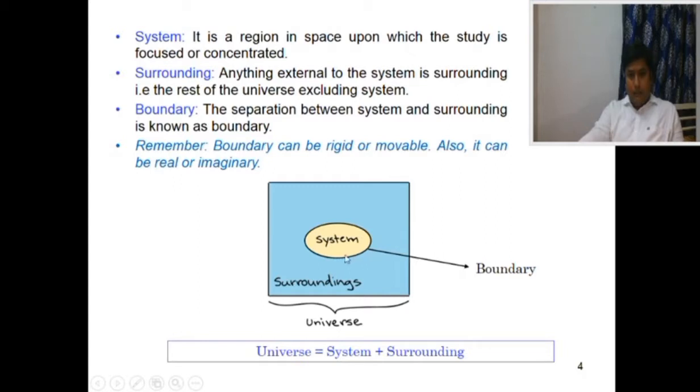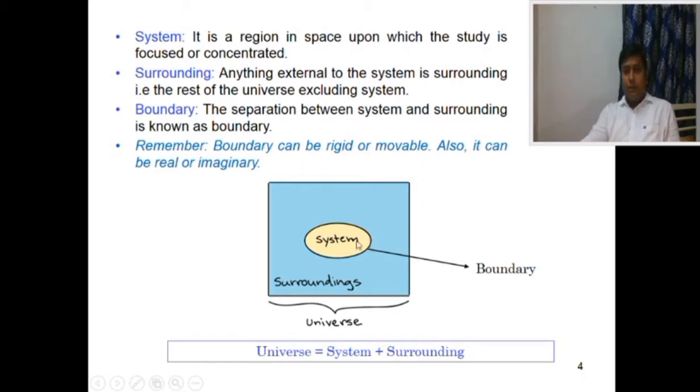So first, I have taken system. In the figure you can see I have marked this oval shape as a system. Why am I calling it a system? Because I have taken some region in space on which I am focusing my study. So I have defined it: it is a region in space upon which the study is concentrated or focused.